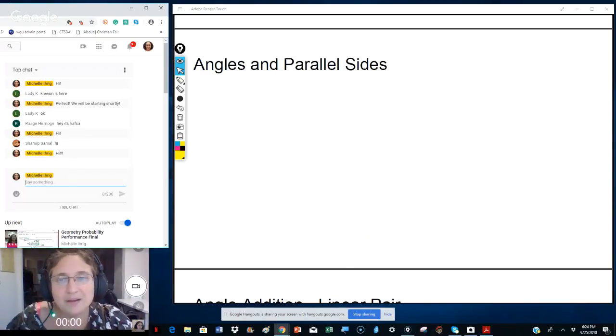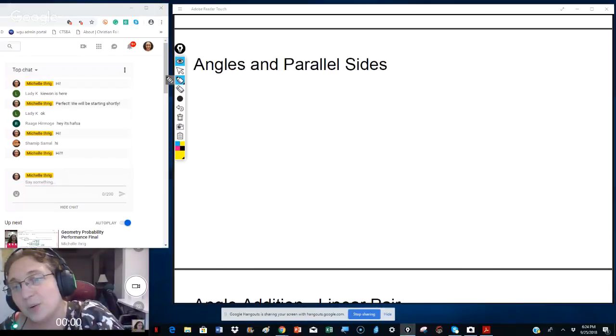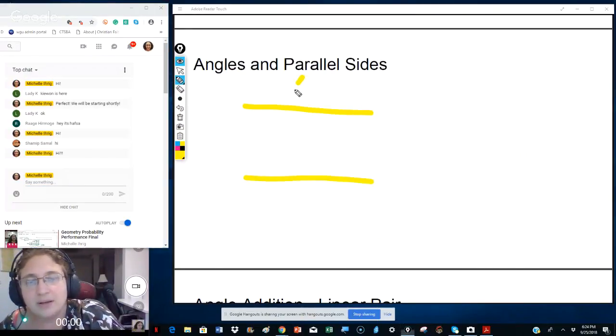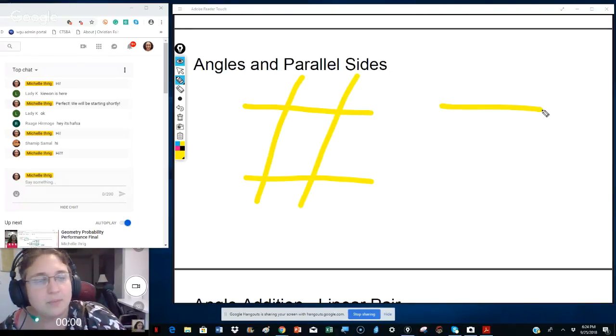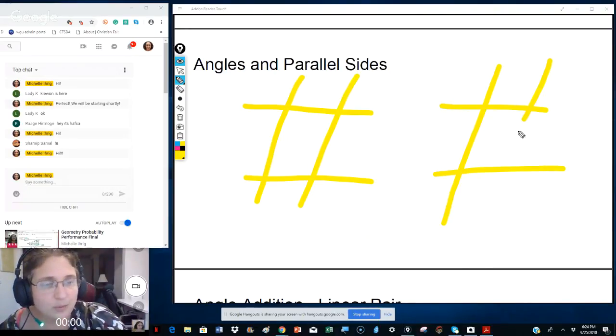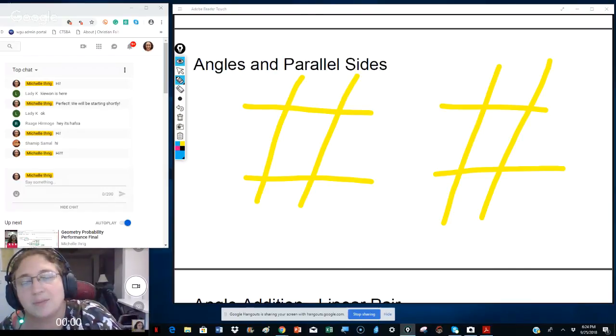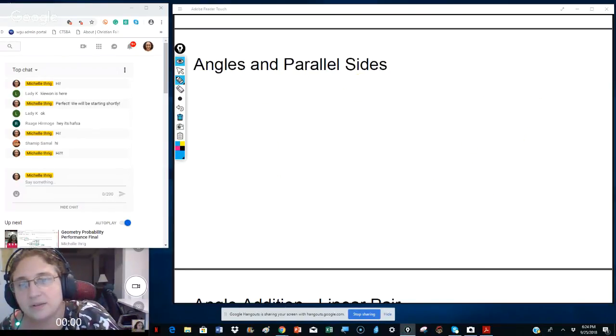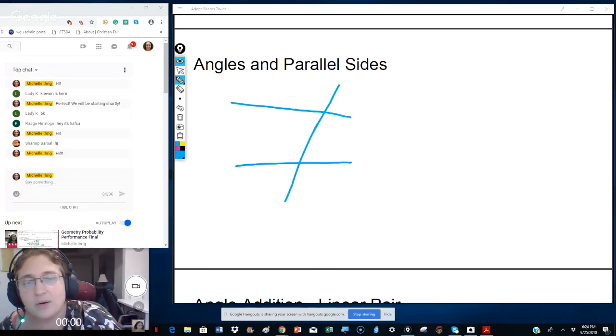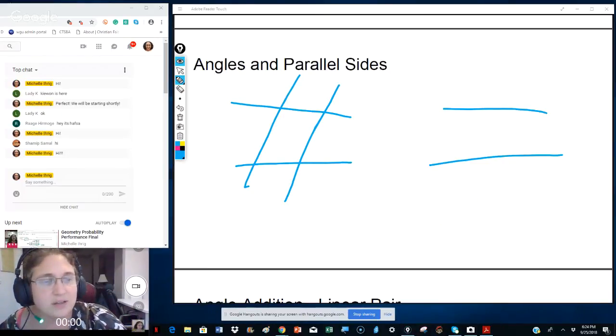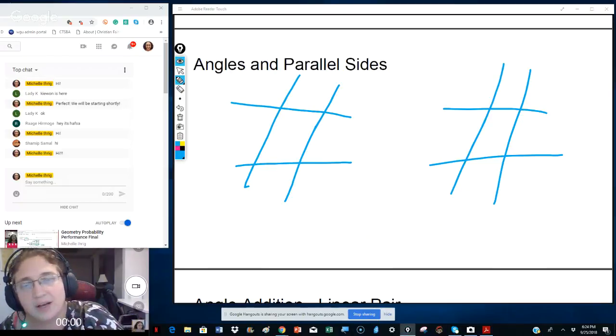Okay? Angles and parallel sides. I've already kind of talked about this, but I want to talk about it one more time because it's on 2 questions of your test. You are going tomorrow to get shapes that look like slanted tic-tac-toe boards. You have to pay attention to what angles they're talking about. This looks awful. Let's try again with a smaller pen. So they'll look like tic-tac-toe boards. They'll be drawn a lot prettier than mine.